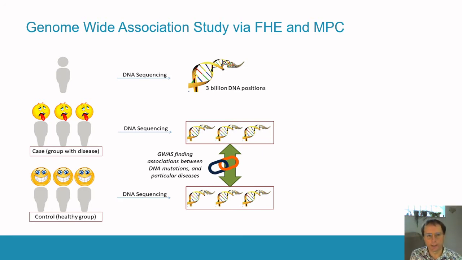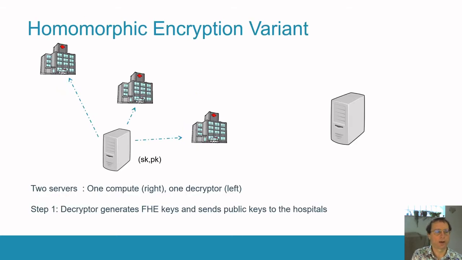So we've got a DNA sequence, and we've got people with a disease and people without a disease, and we want to know if there's a relationship between the people with the disease and their genomes and the people without the disease and their genomes. That's the kind of thing we're doing at the moment. Here we have 3 hospitals, say, and they want to do this operation on their patients without revealing their patient information to each other. So imagine we have 2 servers: a server that's held by the hospitals and some third-party server.